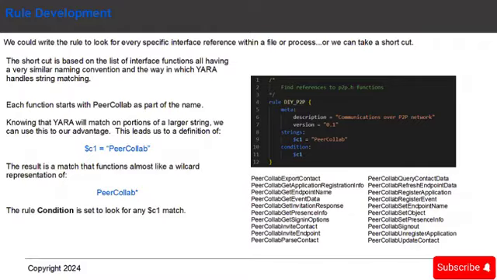Each function starts with PeerCollab as part of the name. That's the common denominator in all of them. So knowing that a YARA rule will match on portions of a larger string, we can use that to our advantage. That means that on line 9, we're going to define just a single search string, $c1 for command 1, and it's just going to reference that PeerCollab, that common element that stretches across all of the names of all of the different functions that you could call. The result of this is basically a PeerCollab.* sort of like a wildcard representation of it.